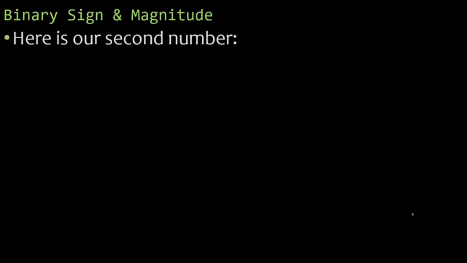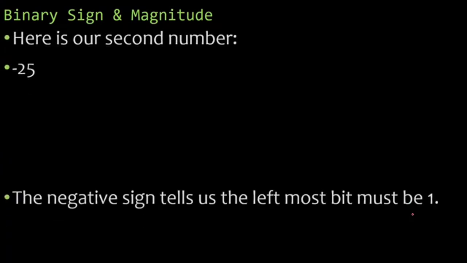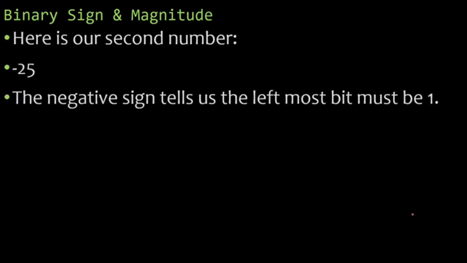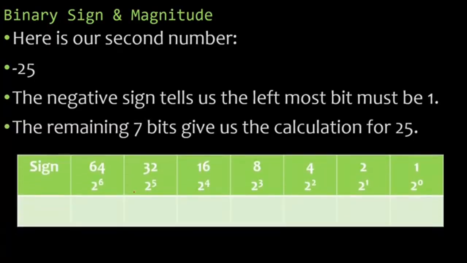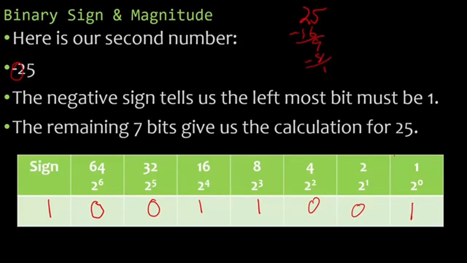Now, our second example would be a negative number. Here's one, negative 25. The negative sign tells us the leftmost bit must be a 1. The remaining 7 bits will give us a calculation for 25. Same chart here. I know right away, because I have a negative sign, it's going to be a 1. Now I'm looking for the value of 25. I can't use 64. I can't use 32. I need to use 16, which will get me to 9. This should look very familiar. And then the 8 and the 1, which will get me to 9. 9 minus 8 is 1, and then 1 minus 1 is 0. Gets me all the way to 25. So that is our binary sign and magnitude for negative 25.